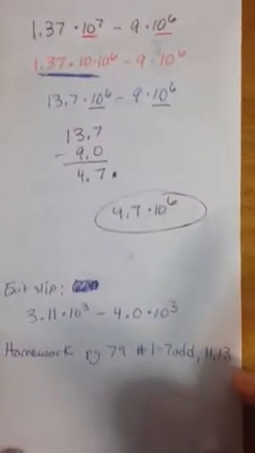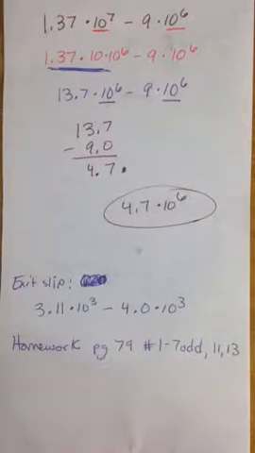Okay, so here's your exit slip. You need to do 3.11 times 10 to the 3rd minus 4.0 times 10 to the 3rd. Find out what you get there. Then your homework is page 79, number 1 through 7 odd, number 11, and number 13. Have a great day. We'll see you tomorrow.